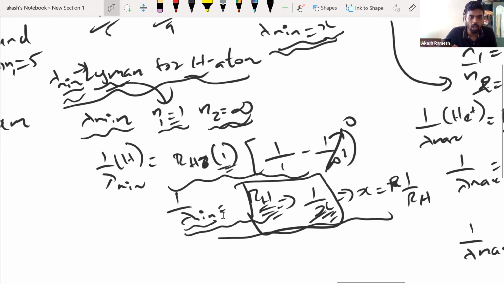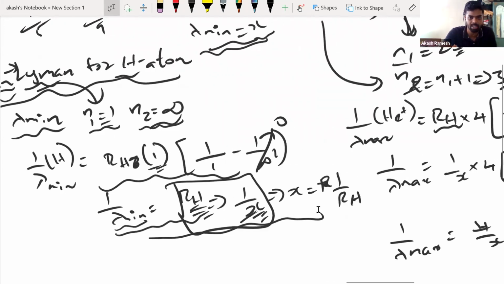So from this, I got the lambda minimum value, which is given to you as X. So RH is nothing but 1 by X, right? Now we'll use this in the second equation.